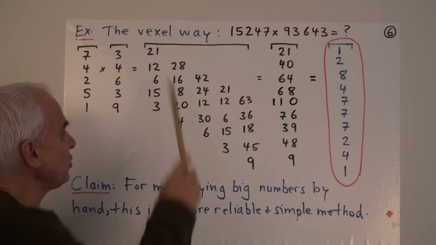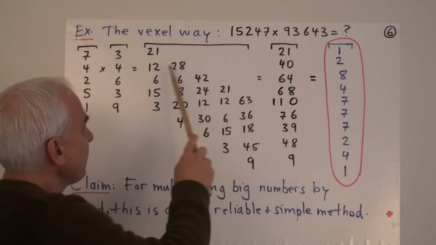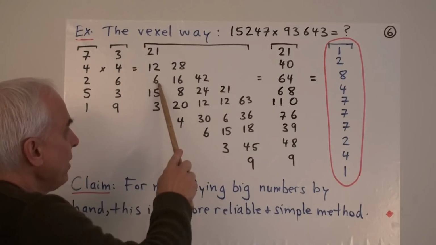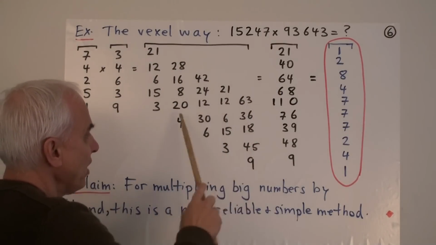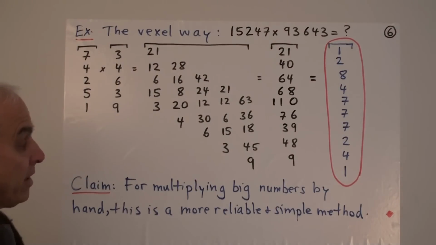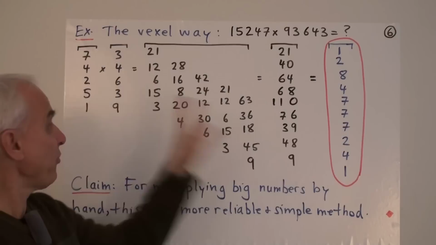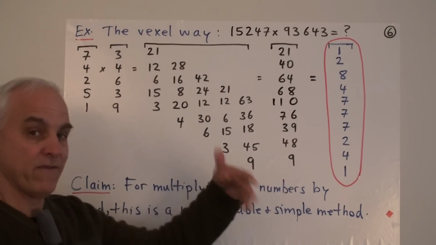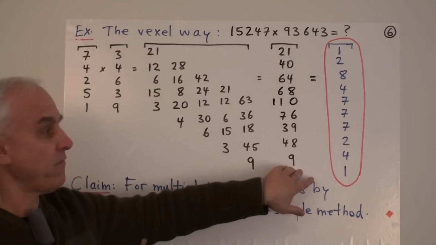Now what we have to do is just add all of these things up horizontally. 21, 12 plus 28 is 40, 6 plus 16 plus 42 equals 64, and we add horizontally all the way down to 9. This is an answer. This is what the product of these two things is in our Vex 10 framework. But it's not in the standard extended form.